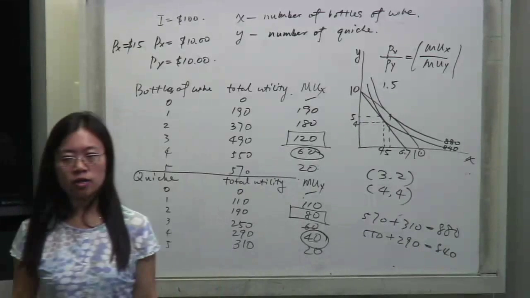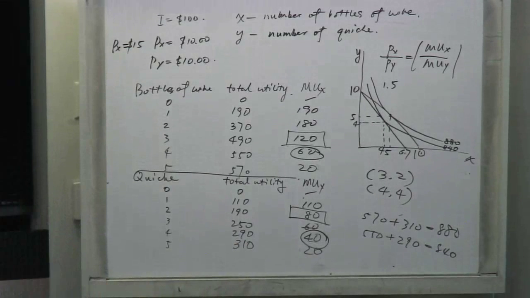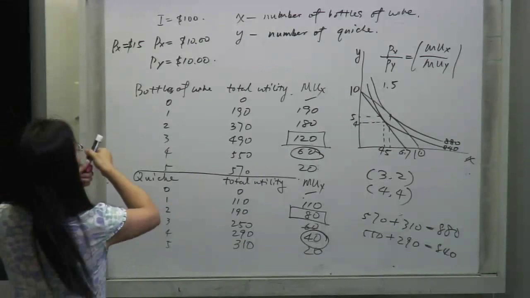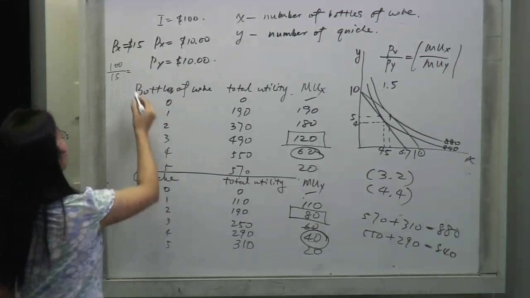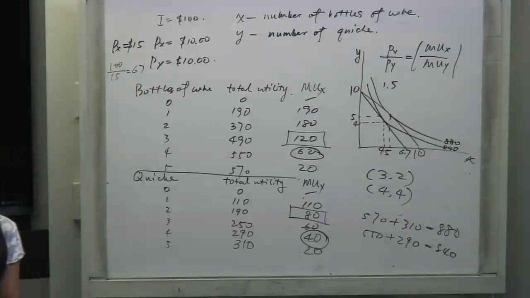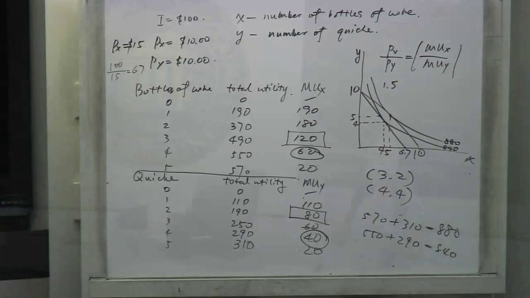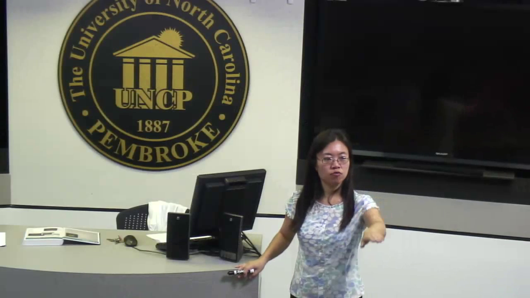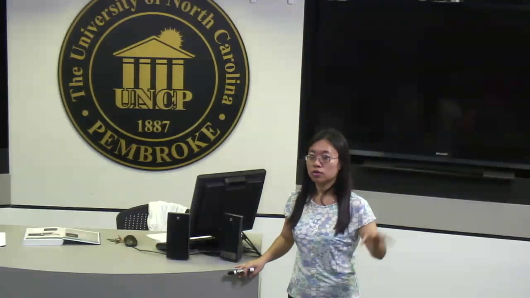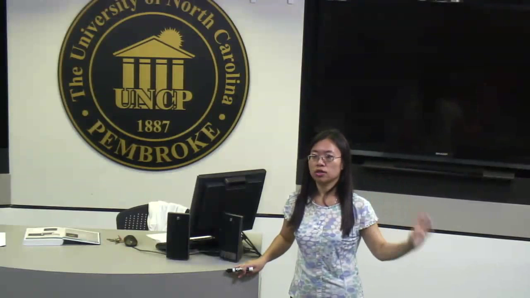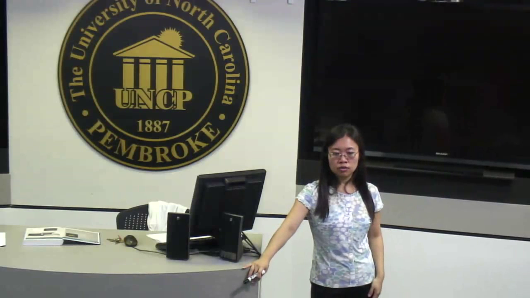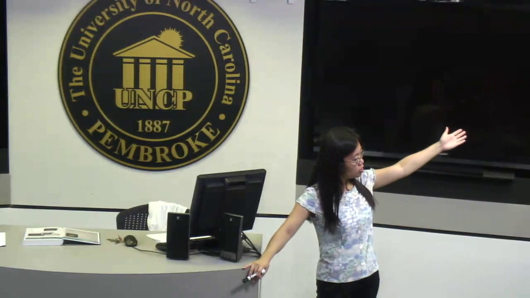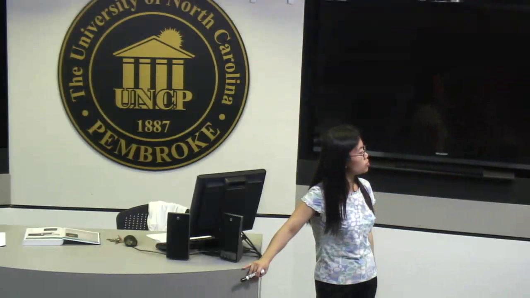So everyone is following me on this? Everyone's comfortable? It's 6.7? So okay, you change the price of X to 15. You use this $100 divided by 15? Oh, yeah, that is 6.7? Right? How about you guys? Are you comfortable? Okay, so everybody knows what's going on here? All right, good.